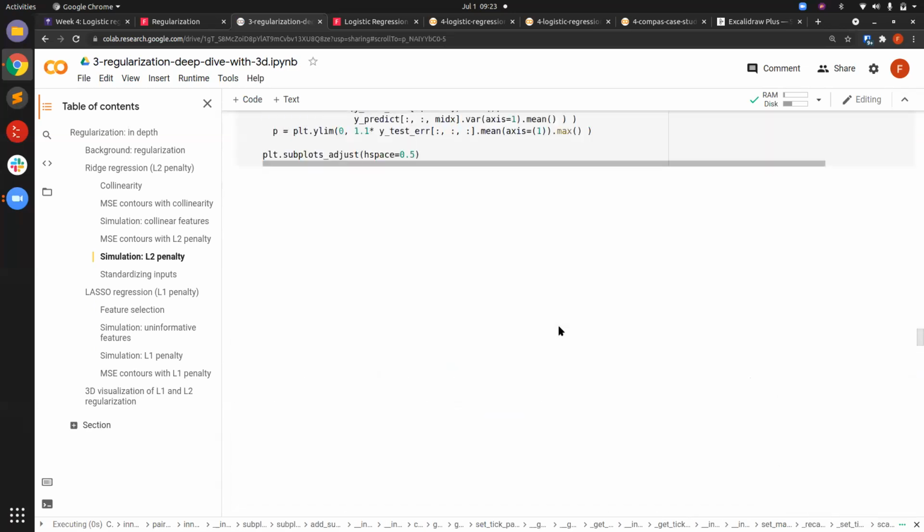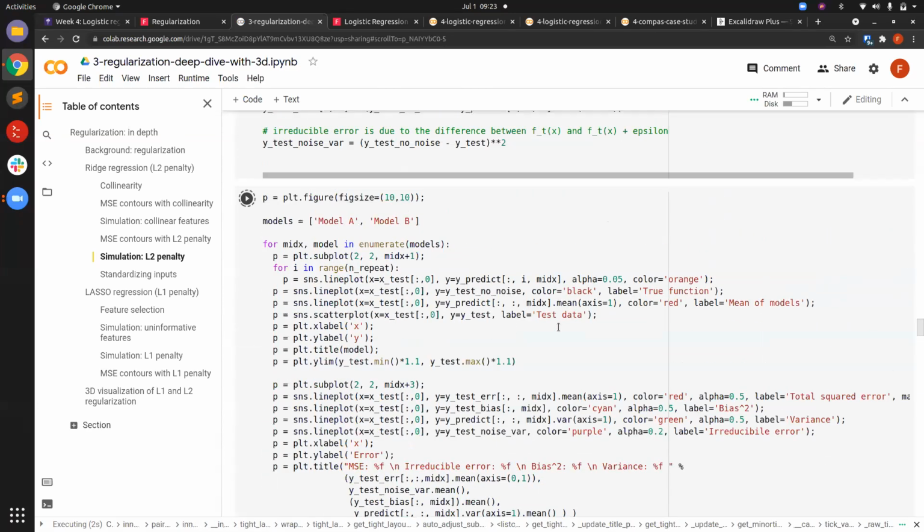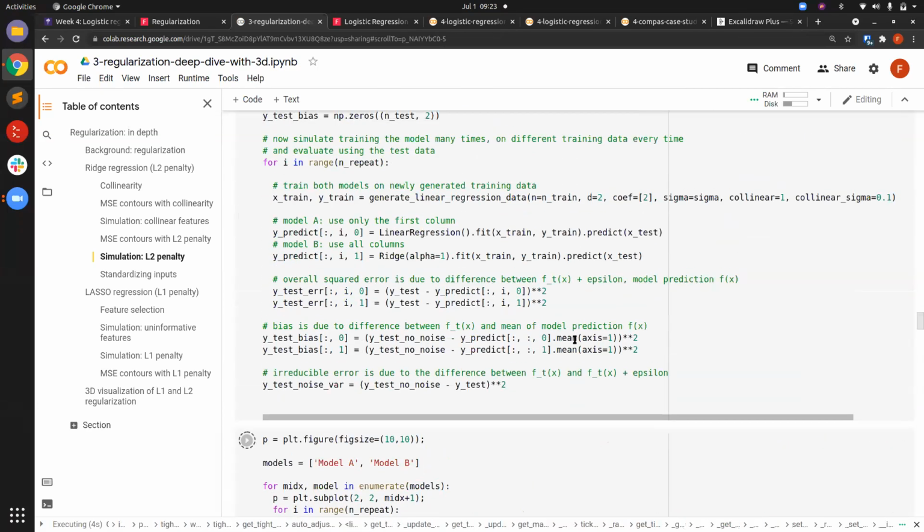Let's try that again. While we run that again, let's take a look at how we actually compute this here.